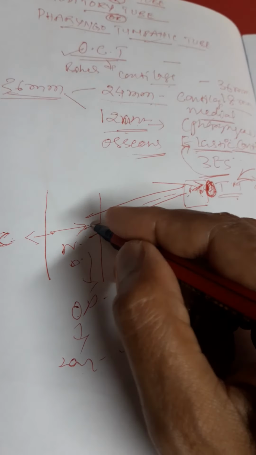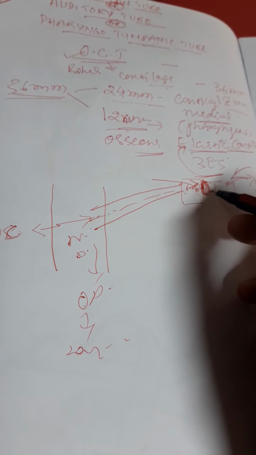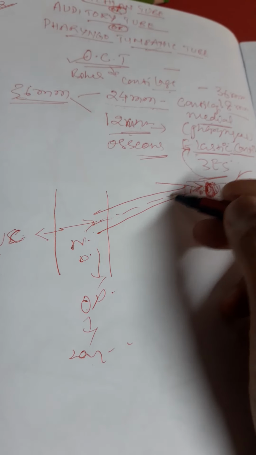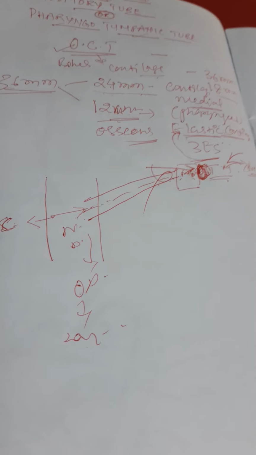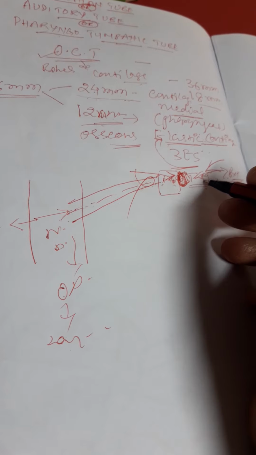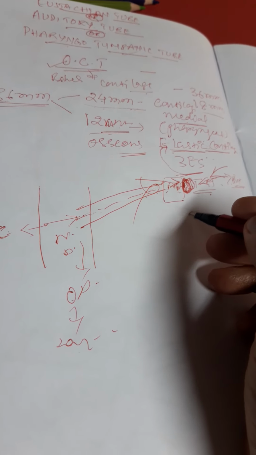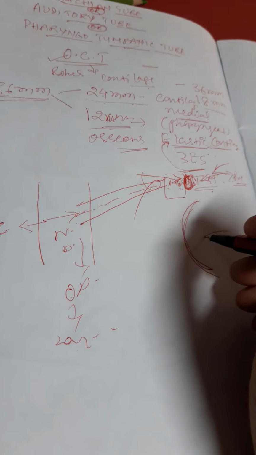So what is the function of this auditory tube? The auditory tube is meant to balance the air pressure on either side of the tympanic membrane. Assume that if there were no auditory tube at all, air would have been hitting the tympanic membrane from outside. At one point of time, the tympanic membrane would have bulged to such an extent because of the air being hit from outside.